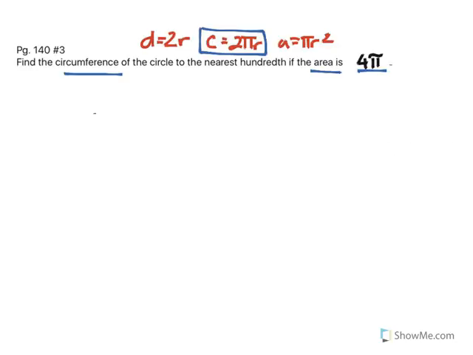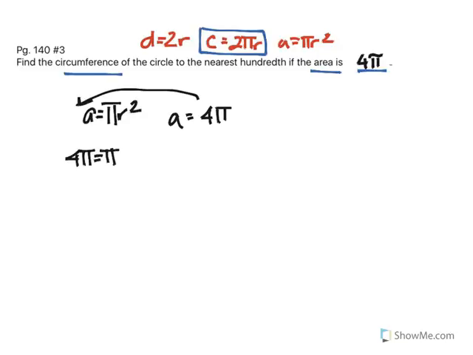So formula for area is pi r squared. They give us the area up here as 4 pi. So I'm going to substitute this value for A into the equation, and I get 4 pi equals pi r squared. I want to get r by itself, so I'm going to divide this side by pi. I have to divide this side by pi. I get r squared equals 4. To undo an exponent, we do a square root, so we get r equals 2.